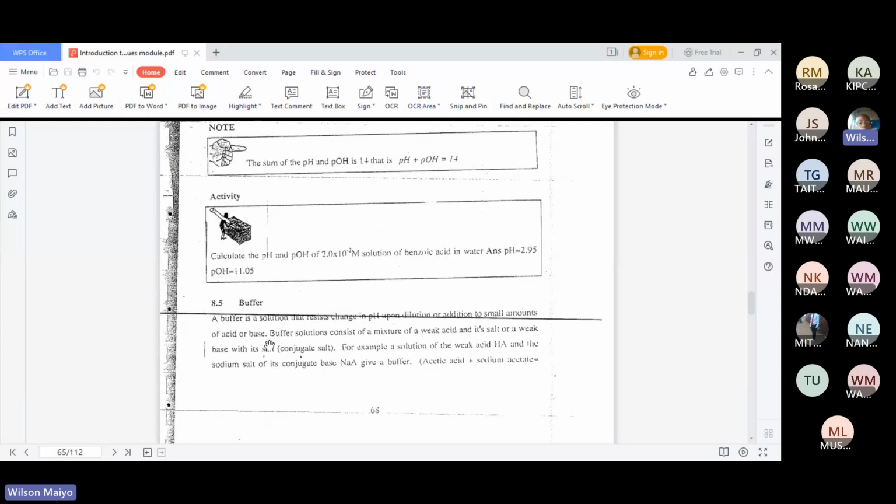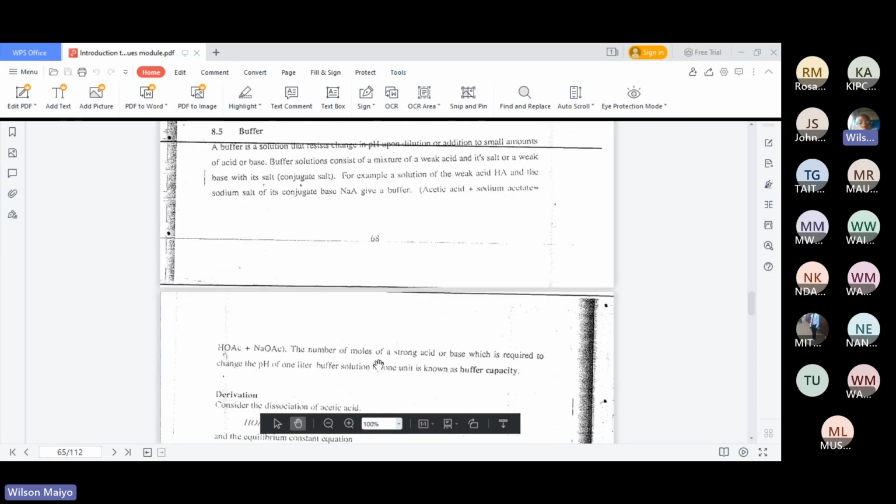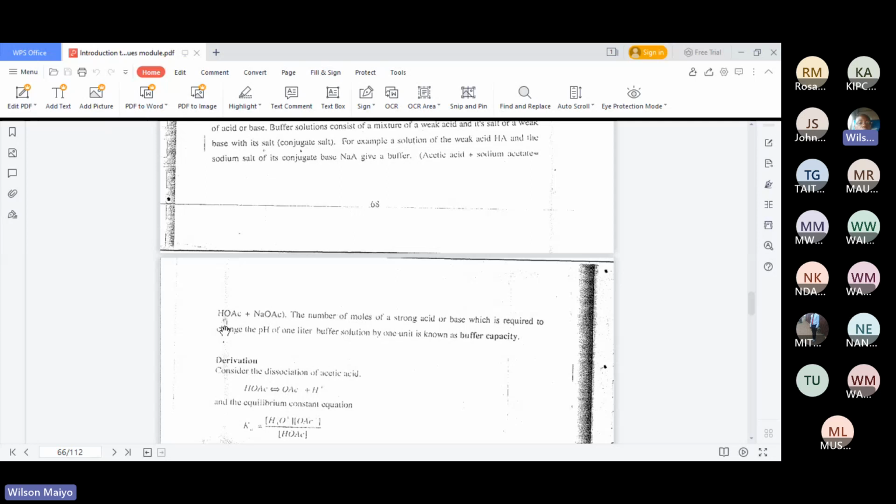So buffers play a role. Now, a buffer solution consists of a mixture of a weak acid and its salt, or a weak base and its salt. So it can either be a weak acid and its salt, or a weak base with its salt. For example, if you have a weak acid like HA, then the sodium salt of the conjugate base will be Na plus A minus. So if it was something that contains chloride, then it will be sodium chloride on the other side, which gives you a buffer solution. So it can be, for example, acetic acid and sodium acetate. That gives you a buffer solution.